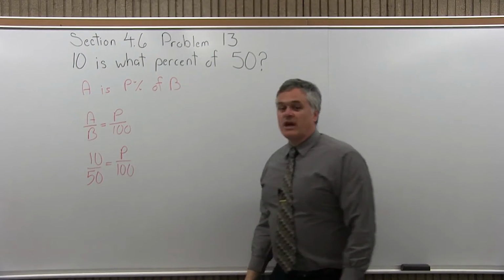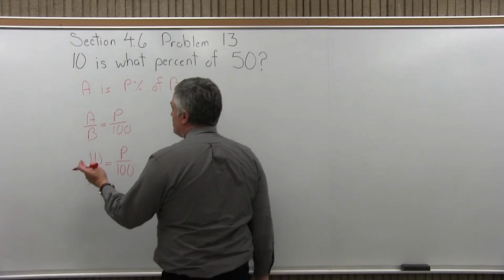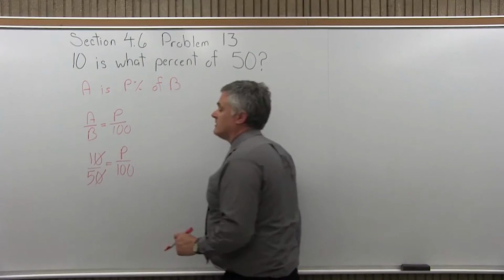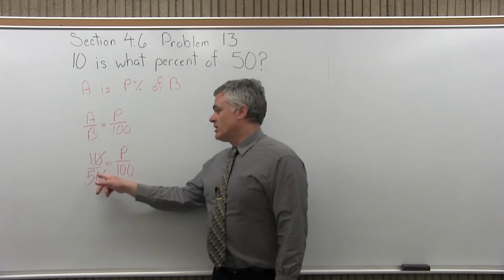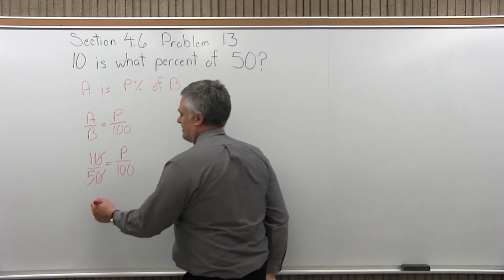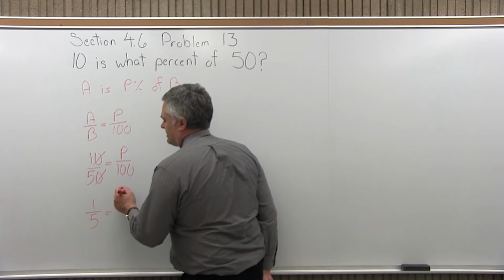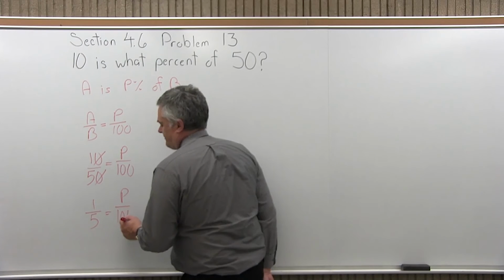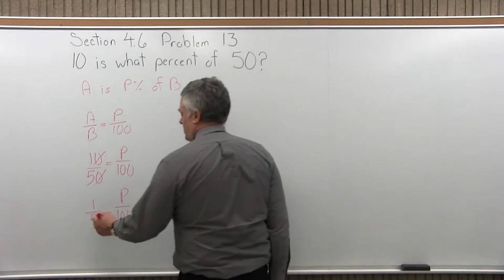So now to solve that, we cross multiply. Now if you want, you can reduce the 10 and the 50. They reduce very nicely. You can chop off the zeros. Basically what you're really doing is dividing 10 into the numerator, dividing 10 into the denominator. So you'll have 1 over 5 equals P over 100. So to solve something like that, you cross multiply.